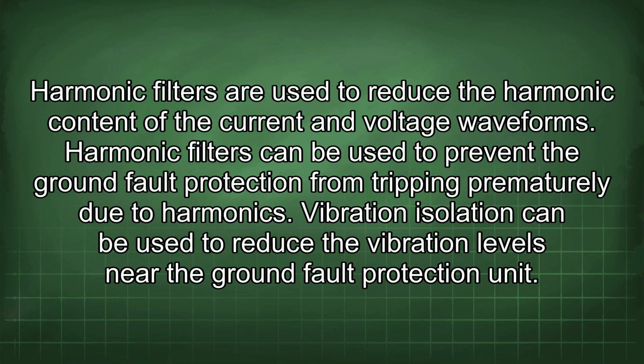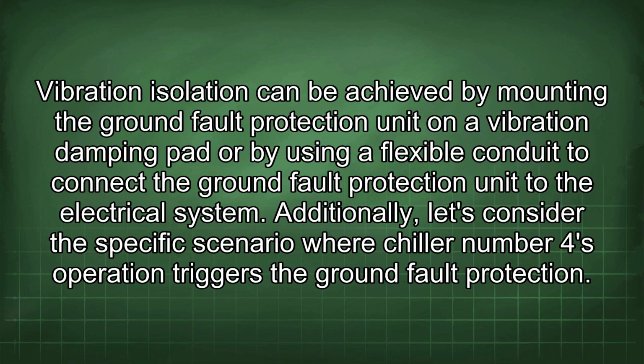Harmonic filters are used to reduce the harmonic content of the current and voltage waveforms. Harmonic filters can be used to prevent the ground fault protection from tripping prematurely due to harmonics. Vibration isolation can be used to reduce the vibration levels near the ground fault protection unit. Vibration isolation can be achieved by mounting the ground fault protection unit on a vibration damping pad or by using a flexible conduit to connect the ground fault protection unit to the electrical system.